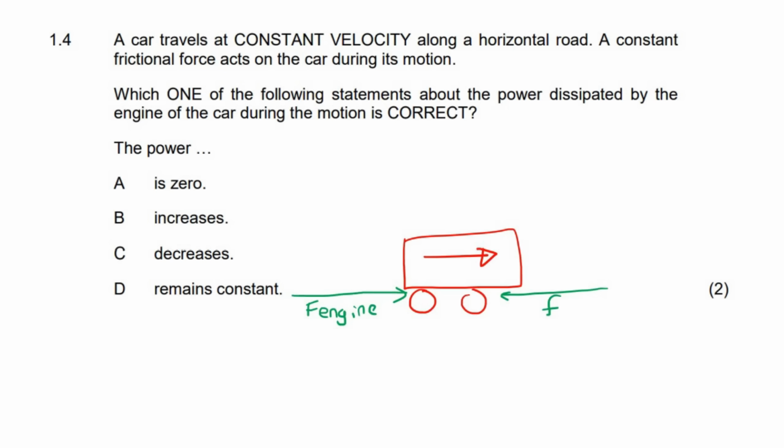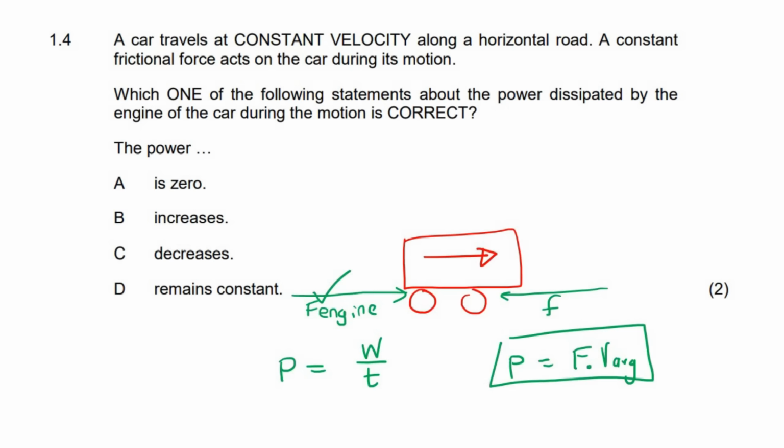The power is, okay, so we know that power could be calculated as work divided by time, but it's also equal to force multiplied by average velocity. So if we just look at this one, power is equal to the force of the engine multiplied by the velocity of the vehicle. Now, the force of that engine has to stay constant so that it can balance the friction that is constant. And the velocity is going to be constant because they tell us that. So this whole value is going to remain constant. So the answer is D.